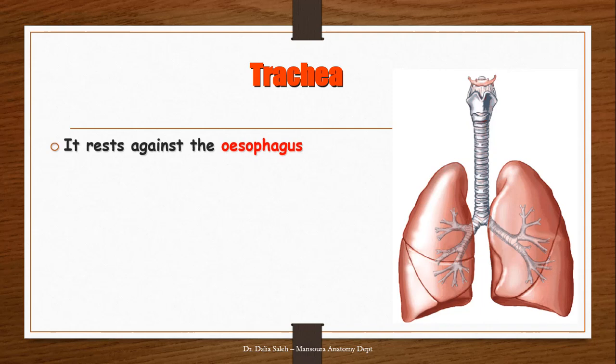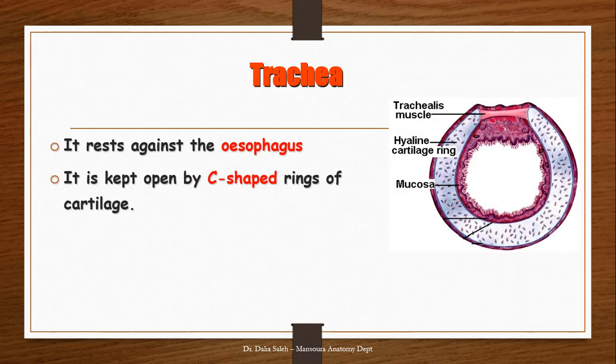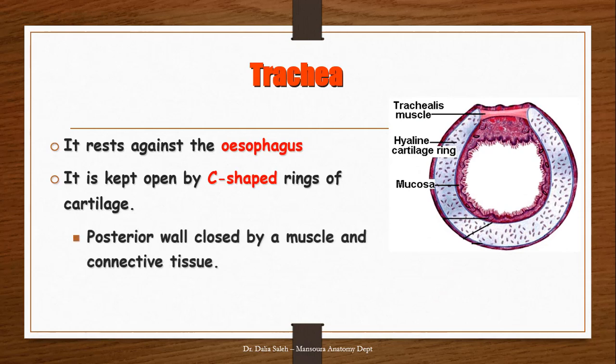The trachea rests against the esophagus. It is kept always open because its wall is made of C-shaped rings of cartilage. So if we take a cross section like this in it, this is the C-shaped rings of the trachea. Posteriorly, it is closed by a muscle and connective tissue and lined from inside by ciliated mucosa.